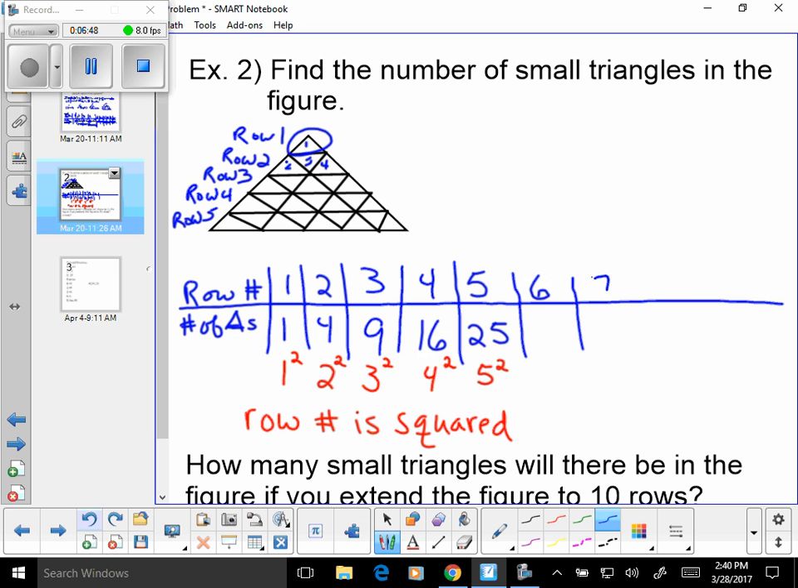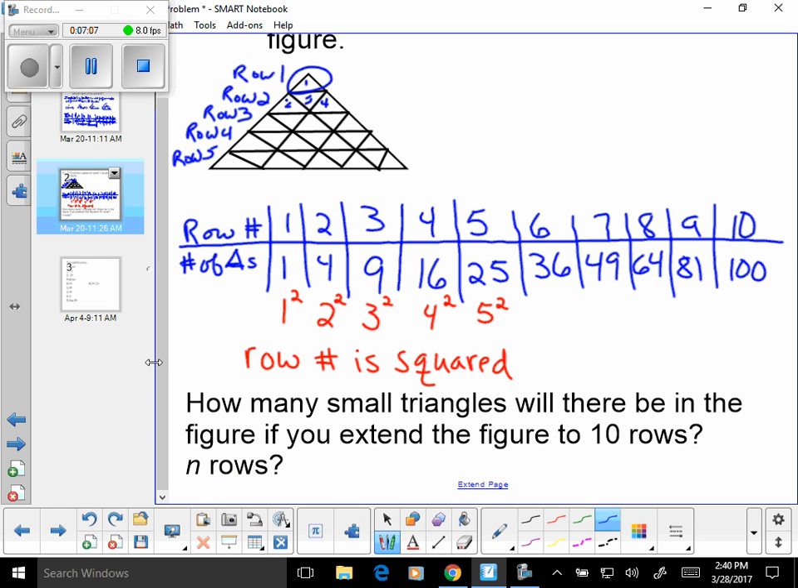So I have 6, 7, 8, 9, and 10. 6 squared is 36, 7 squared is 49, 8 squared is 64, 9 squared is 81, 10 squared is 100. So now I'm down here. How many small triangles will there be if you extend the figure to 10 rows? 100. What if I have n rows? In other words, what's my relationship? I take the row number and square it. Sometimes this is referred to as n.